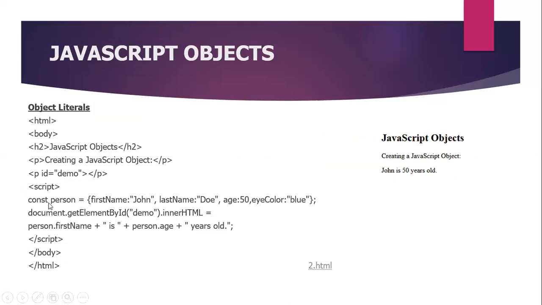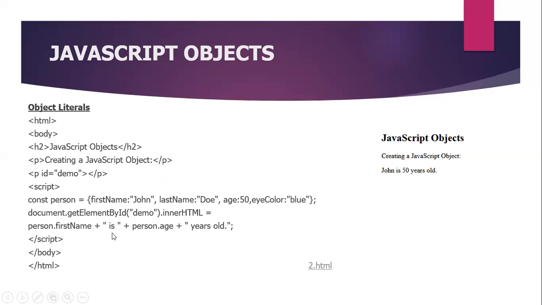So here I am assigning the value to the person object. Here I am creating an object using the const keyword. The possible ways for creating an object are the let, var, and const keywords. The output will be person.firstName, so person.firstName is John.